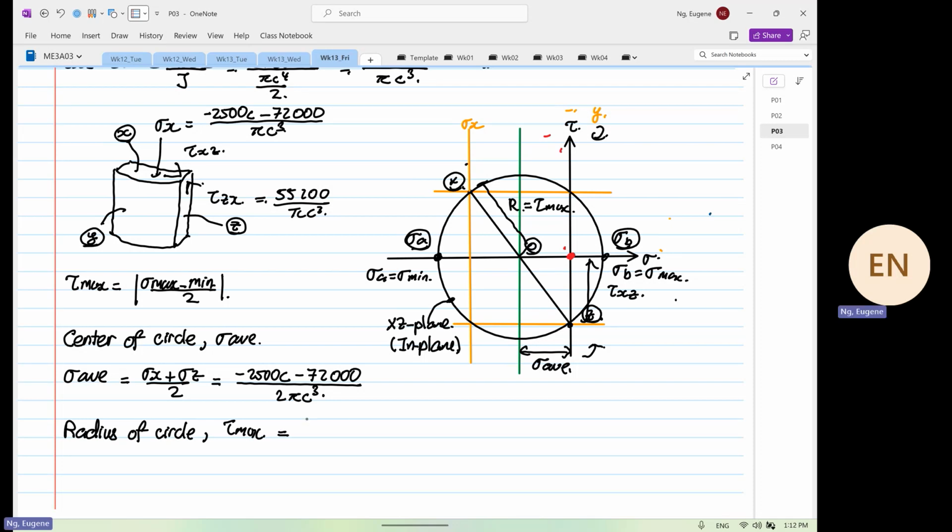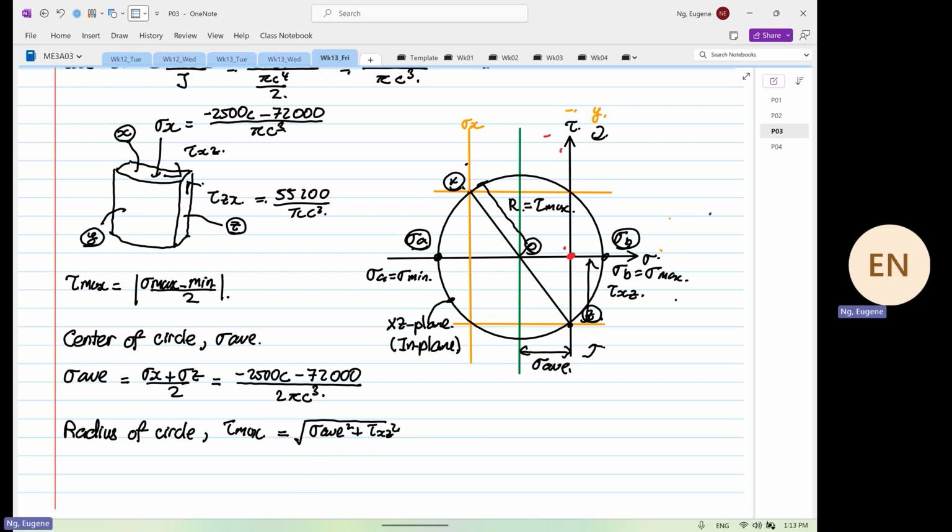And it looks quite, I won't use the word ugly, but messy. So this will be equal to what? I'll write out the formula first for you. By viewing the Mohr circle, it is stress average squared plus shear XZ squared. This is again by viewing the Mohr circle. You don't need any complex formula for this.